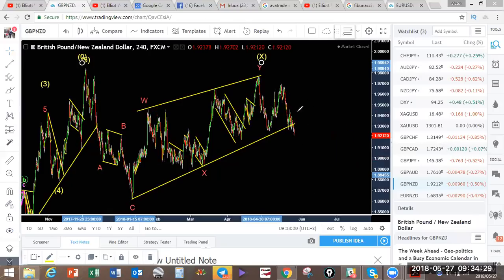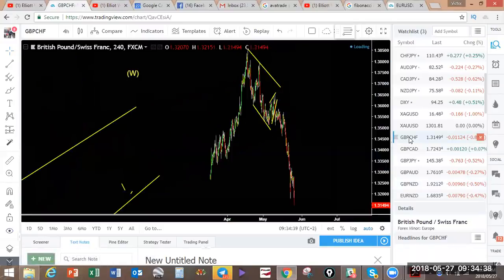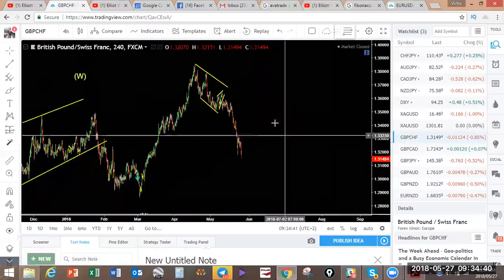Okay. So for progression to the downside, you need correction here. That's pound New Zealand. All right, I think we covered all the pound pairs. Pound CHF.